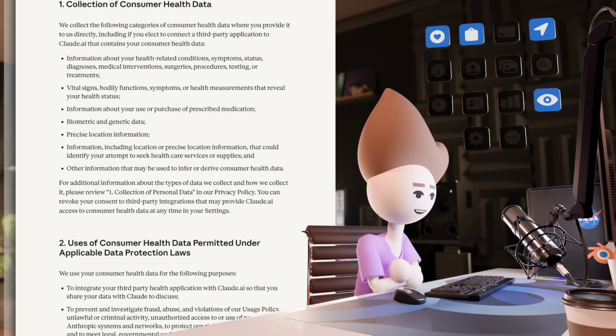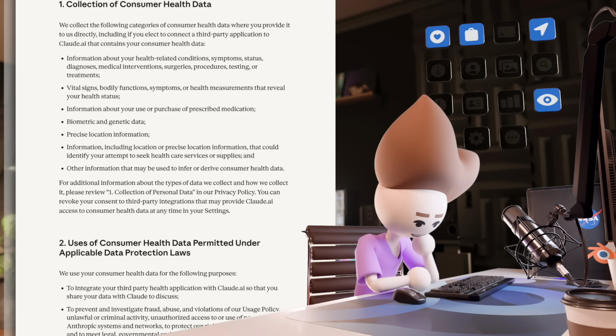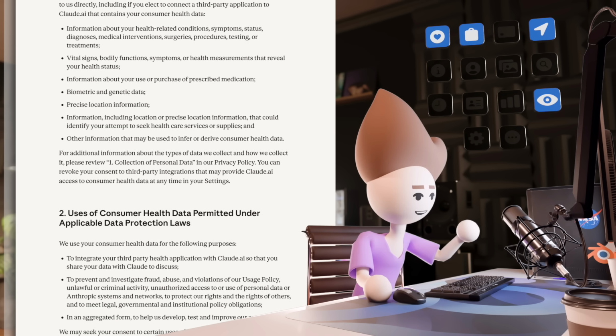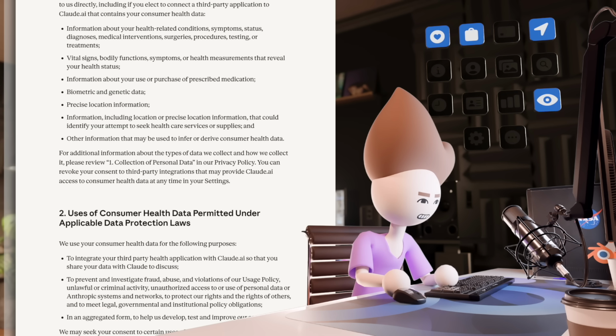The rest of the bullets in this list are just sort of companions that we already have listed, so yeah, that's fun. Let's keep reading. For additional information about the types of data we collect and how we collect it, please review 1. Collection of personal data in our privacy policy. You can revoke your consent to third-party integrations that may provide Claude.ai access to your consumer health data at any time in your settings. Again, we'll look at the main policy here in a moment.